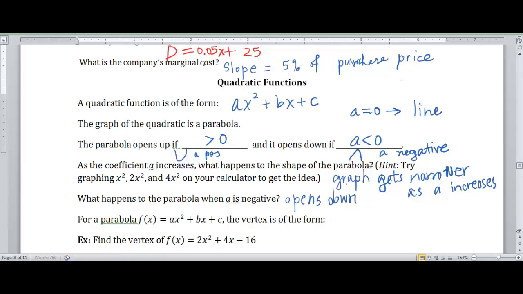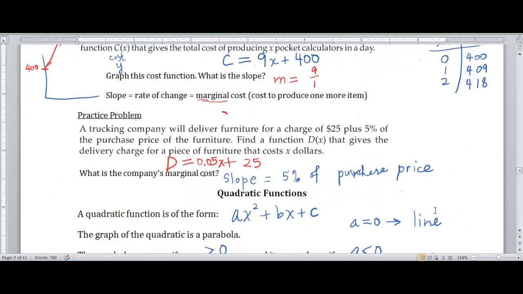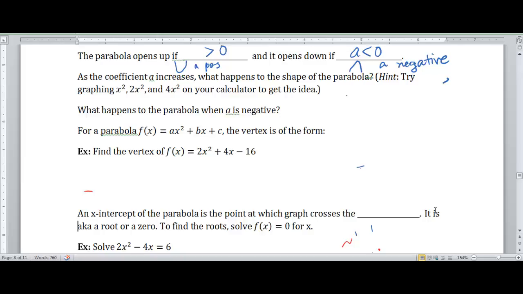Okay, for a parabola ax squared plus bx plus c, what is the vertex? Alright, I don't know what's going on with the computer. For some reason it's not recording, but hopefully you saw that. If you want, you can rewind the video and pause it and then get the notes.